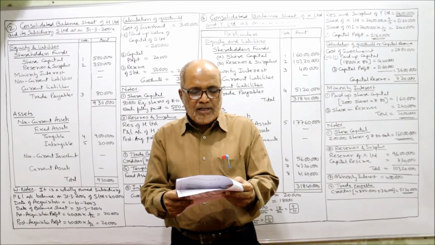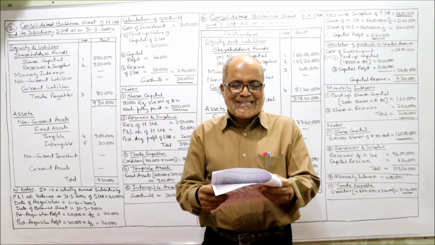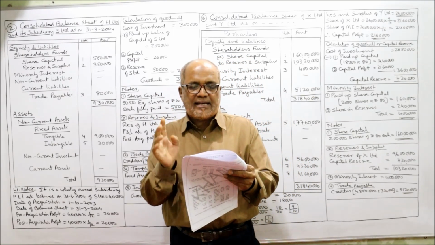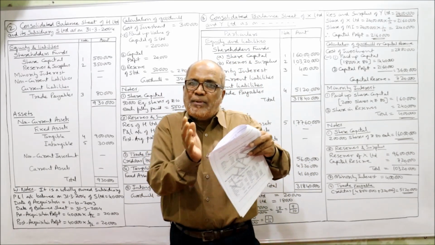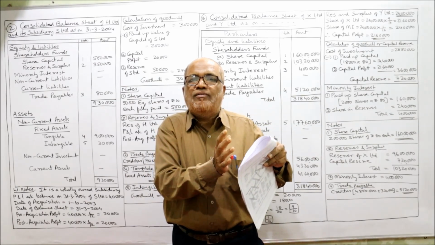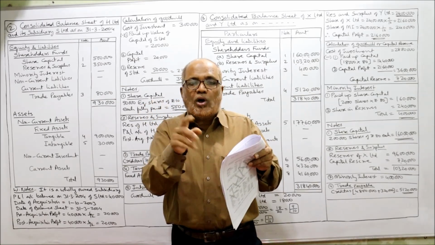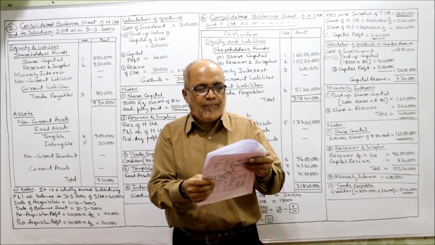So on the liability side, share capital, shares of rupees 10 each, 5 lakh rupees for H Limited, 2 lakh rupees for S Limited. That means when we make the consolidated balance sheet, we take only the share capital of the holding company. We should not take the share capital of the subsidiary company.